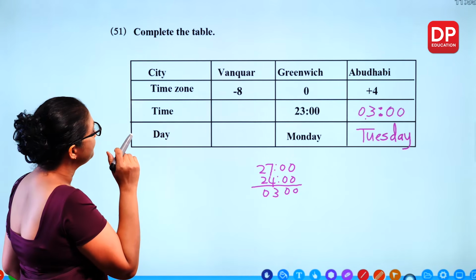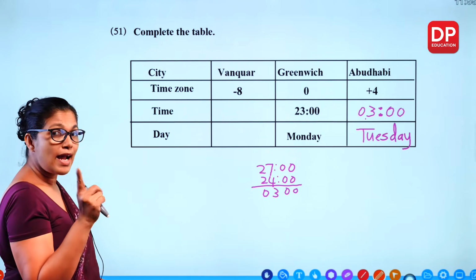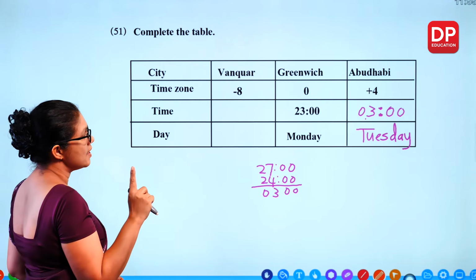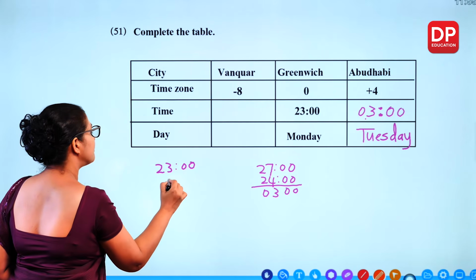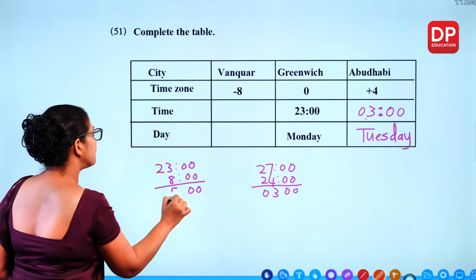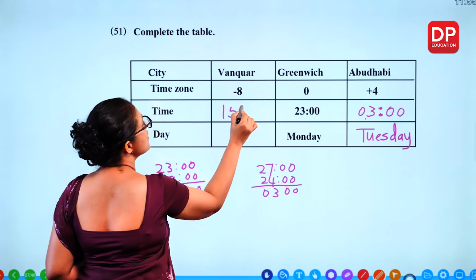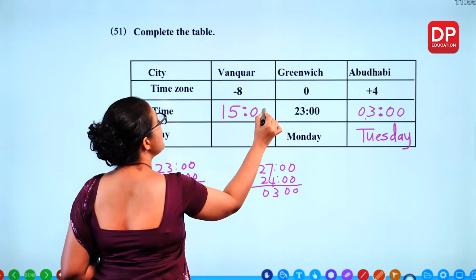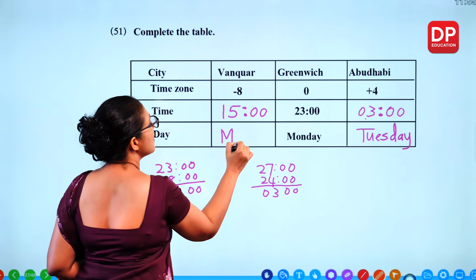Now look at this one. This one is minus 8. So you have to subtract 8 hours from this. 23 minus 8. What's the value? 15 there. So this is 15 hours. That means 3 p.m. But still, it's Monday.